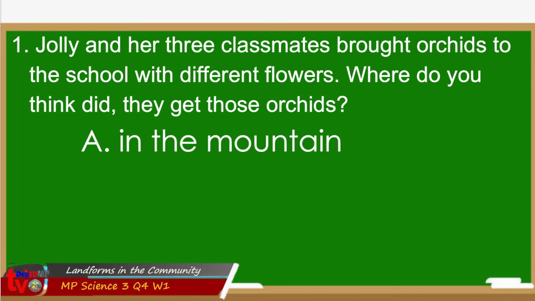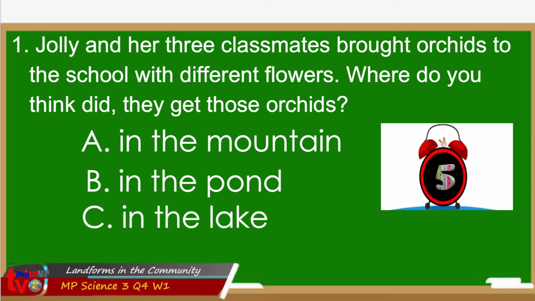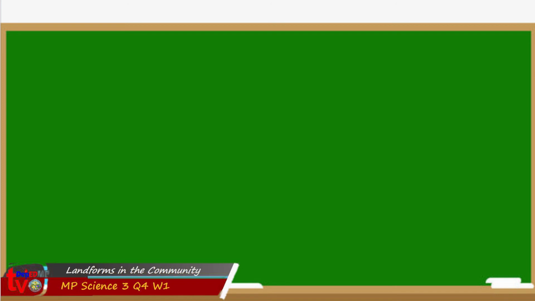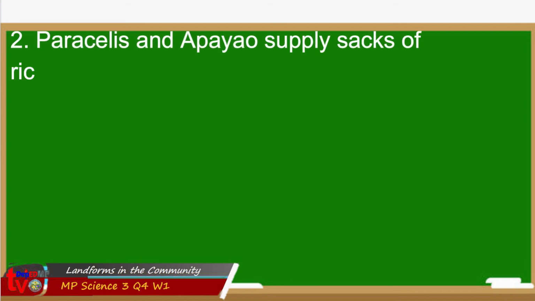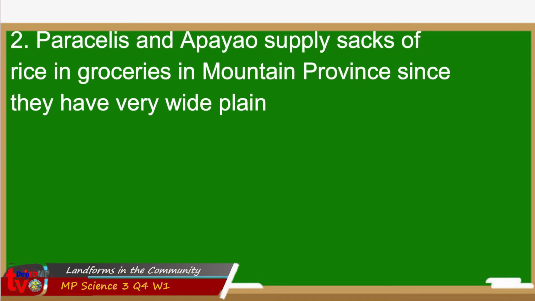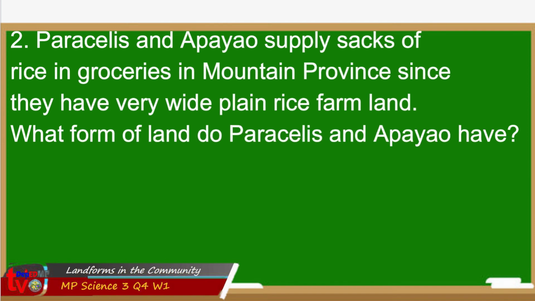Letter A, in the mountain. Letter B, in the pond. Letter C, in the lake. 5, 4, 3, 2, 1. Number 2. Paracelis and Apayao supply sacks of rice in groceries in Mountain Province since they have very wide plain rice farmland.